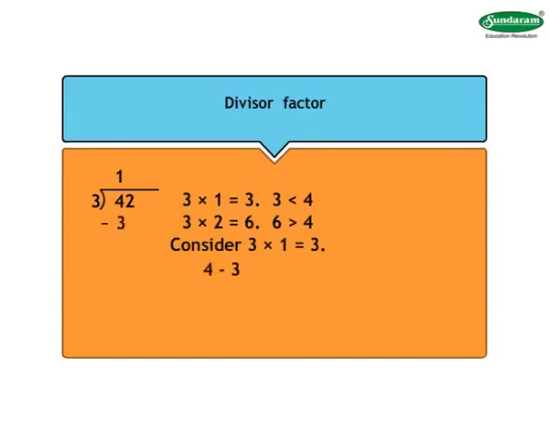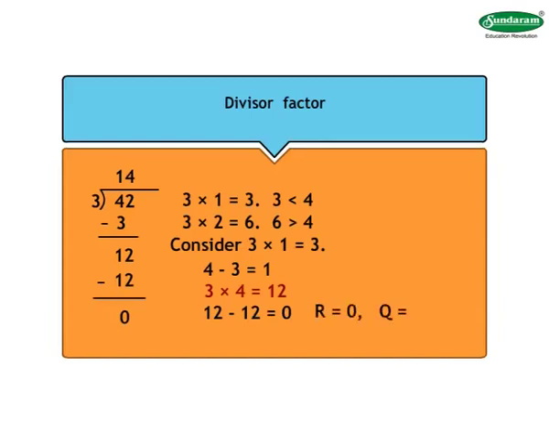4 minus 3 is equal to 1. Write 2 of 42 next to 1. Now, 3 into 4 is equal to 12. Write 4 in quotient next to 1. 12 minus 12 is equal to 0. Thus, remainder is equal to 0. Quotient is equal to 14. Hence, we can say that since 3 divides 42 completely, it is a factor of 42.